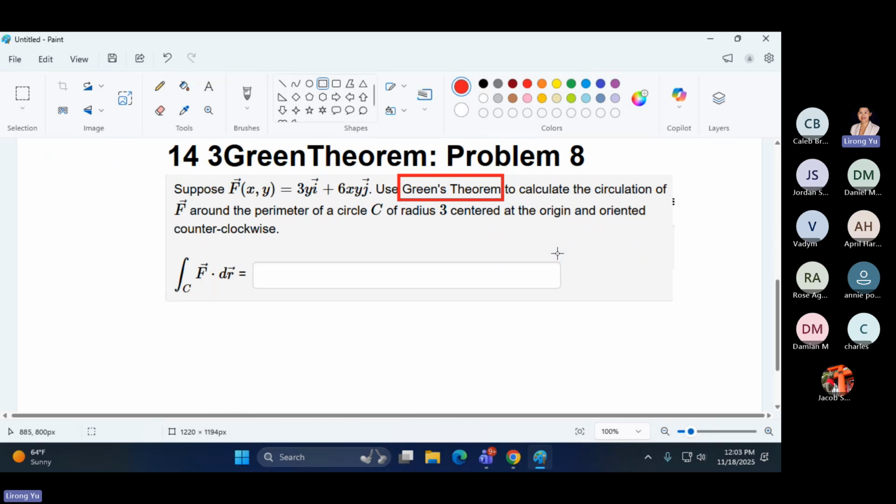Green's theorem is closely related to Stokes' theorem. If you remember Stokes' theorem, it says that if you have a line integral calculation, you can convert that to a double integral. But it's a double integral of a surface integral calculation. In Green's theorem, it's slightly easier because you only have 2 components to worry about.